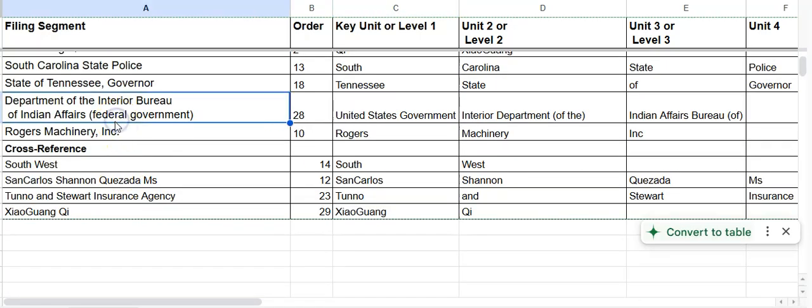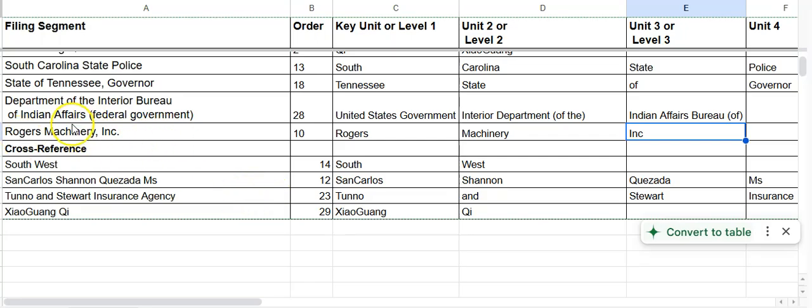We also have another federal government, so United States government is level 1. And then we have the Department of the Interior. So remember that the name of the department is always your level 2. So this is Interior, Department, and then in parentheses is of the. And finally for level 3, the name of the bureau, office, agency, or service. So the Bureau of Indian Affairs, when we put this as level 3, is Indian Affairs, Bureau, and then of in parentheses.